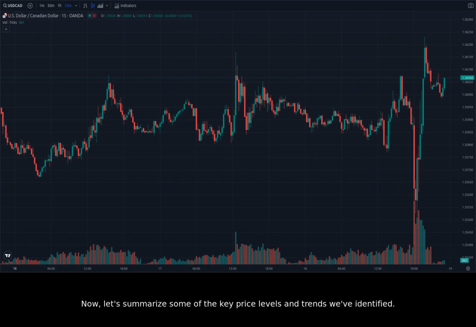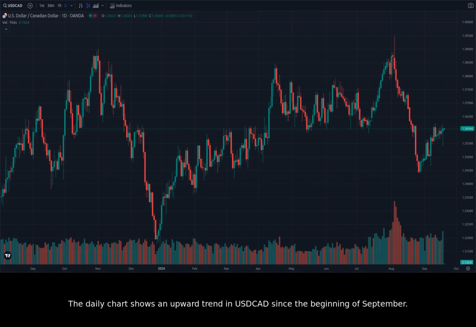Now, let's summarize some of the key price levels and trends we've identified. The daily chart shows an upward trend in USDCAD since the beginning of September. The 200-day moving average acts as a key support level for the pair. The 1-hour chart shows a consolidation pattern, with the 50-period moving average acting as a support level. The 15-minute chart shows a sideways pattern, with the 20-period moving average acting as a support level.